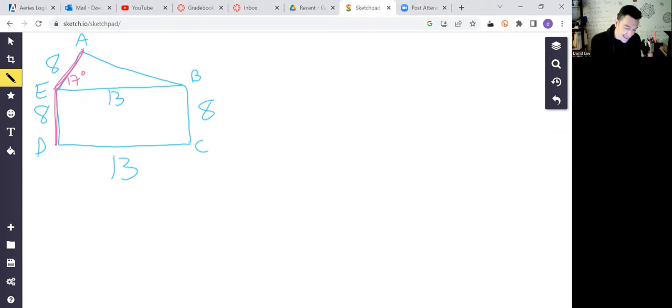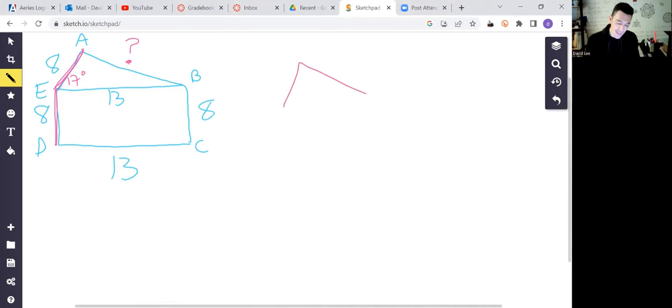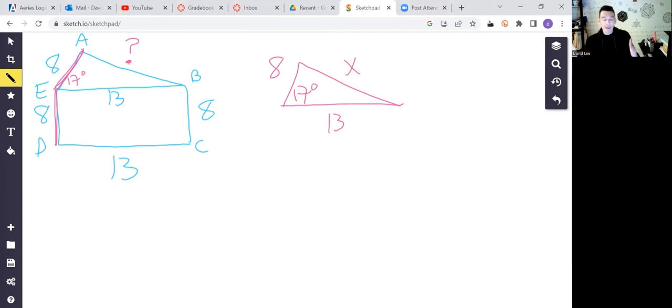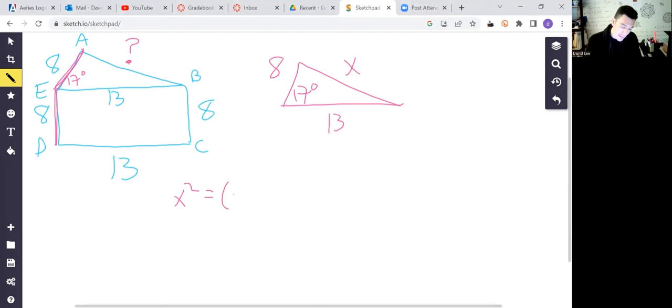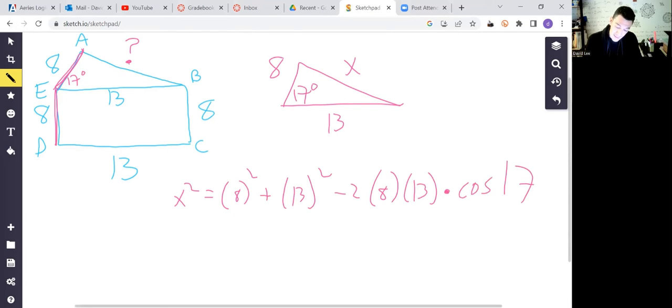What we need to focus on right now is the question mark. Let's find the question mark. So let's draw just that triangle without all of the distractions. Let's call the question mark X and let's use law of cosines to find X. Law of cosines from today would have said this: X squared equals 8 squared plus 13 squared minus 2 times 8 times 13 times the cosine of 17 degrees. That's a square, that's a square. Just bad writing.